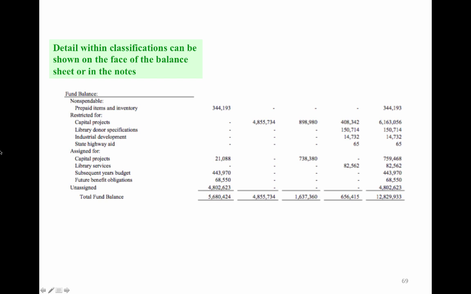Governments can present as little as just the classification totals, so total non-spendable, total restricted, total committed, total assigned, total unassigned, and then show the detail below that in the notes to the financial statements instead.